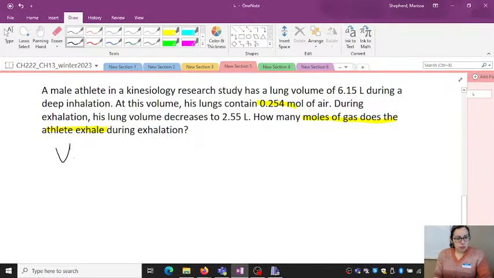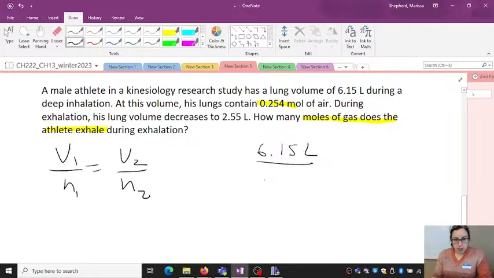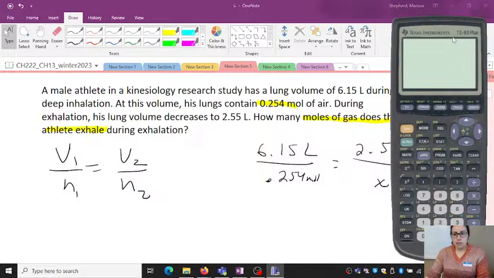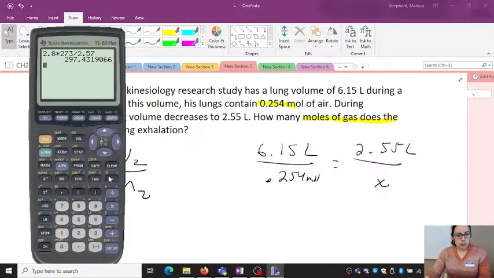How do we set up? V1, N1 equals V2, N2. It said that he had a lung volume of 6.15 liters, and that had 0.254 moles. Then the lung volume decreased to 2.55. So let's see how many moles were in the lung, because this is what's in the lungs still. That was kind of the tricky part of this question.